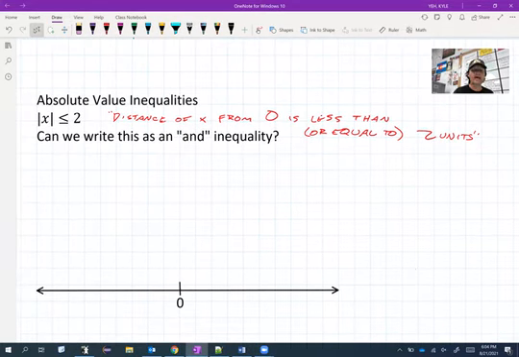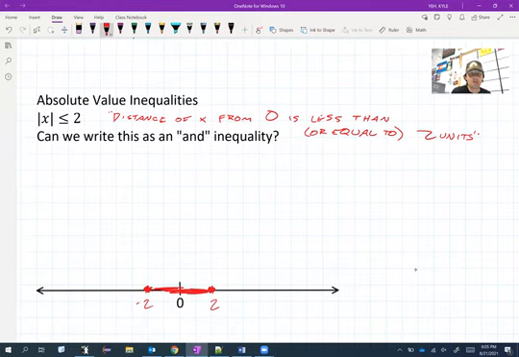Think about that. The absolute value is the distance from 0 of whatever's inside it. So what this is saying is that the distance of x from 0 is less than or equal to 2 units. In my mind, that means we can go 2 units this way, we can go 2 units that way, and everything that's shaded should be within 2 units of 0. That absolute value, that distance, it's within 2 units of 0. That distance is less than or equal to 2.